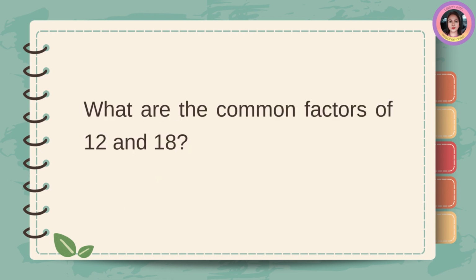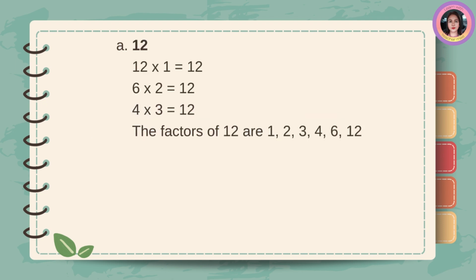What are the common factors of 12 and 18? Letter A, 12. 12 times 1 is equal to 12. 6 times 2 is equal to 12. 4 times 3 is equal to 12. The factors of 12 are 1, 2, 3, 4, 6, and 12.